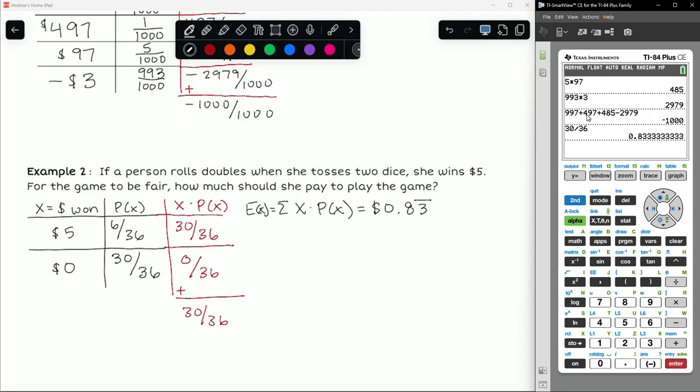In order for the game to be fair, we would want the game to not favor the player or the game runner. In that case, if on average in the long run, she's winning about 83 cents, she should only pay 83 cents to play. And in that way, the game would be fair in that the long-term outcome for the player balances out what she's paying to the game runner.